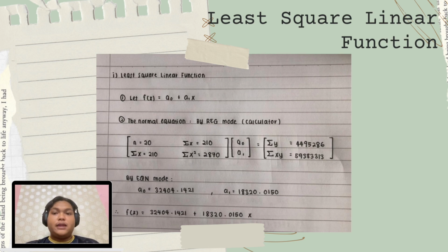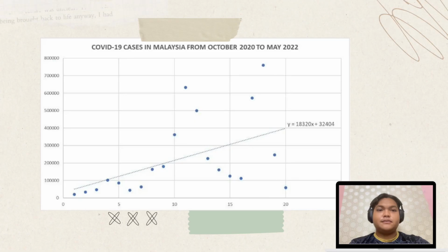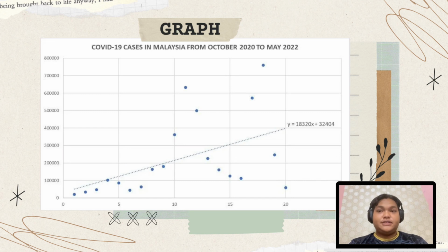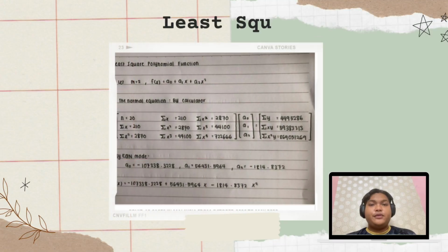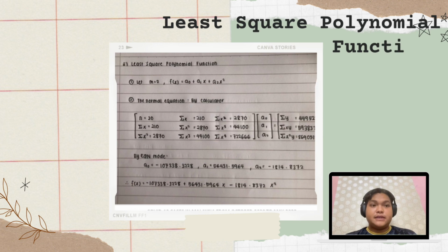So as we insert the a0 and a1 in the function, we will get the function equals to 32404.1421 plus 18320.0150x. So this is the graph for the linear function. Firstly, we plot all the points in a table in Microsoft Excel. Then we select all the data points and insert to create a point graph. Then as for the line, we insert the trend line, and we will get the equation same as we do manually just now.